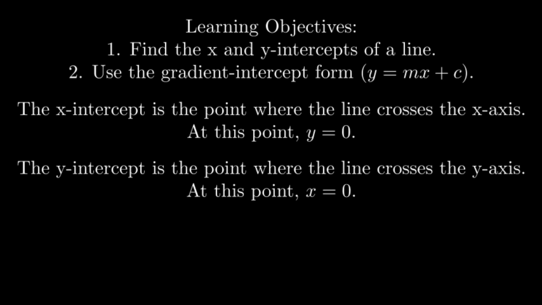Similarly, the y-intercept is where the line crosses the vertical y-axis. For any point on the y-axis, the x-coordinate is 0. So to find the y-intercept, we set x equal to 0. Let's find the intercepts for a specific line.